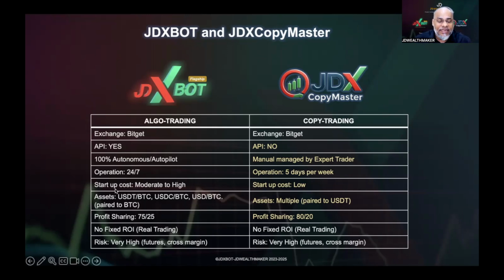Now, the assets, as I mentioned to you, we have 3 assets, USDT, USDC, and BTC for algo trading for JDXBot. But for Copy Master, all your earnings will be in USDT. There is only one pair, which is USDT. Now, profit sharing is 75-25 for JDXBot. And for Copy Master, our introductory is 80-20. Later on, it will be changed to 70-30.